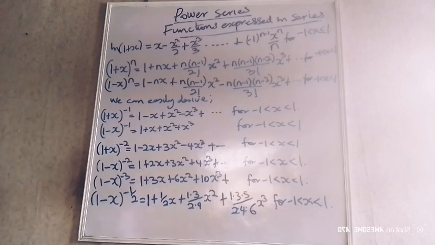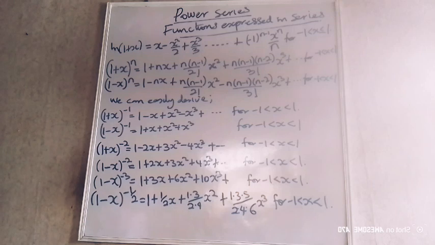For 1 minus x raised to power n, it is going to be 1 minus nx plus n into n minus 1 over 2 factorial x squared minus n into n minus 1 multiplied by n minus 2 over 3 factorial x cubed, and continues like that.